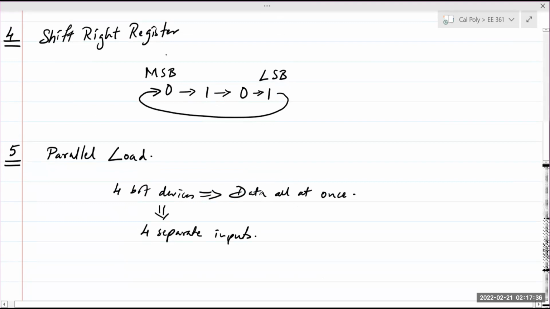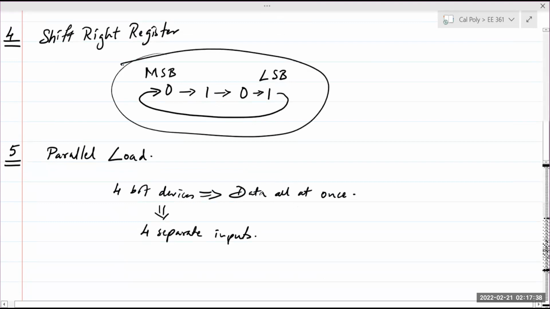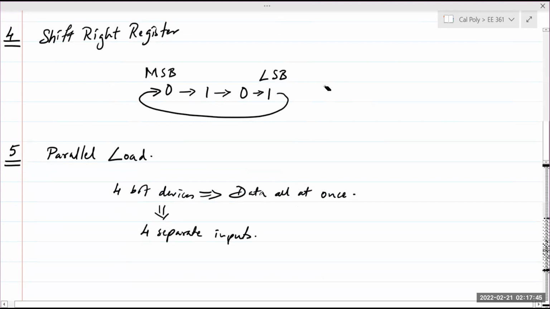Here, for instance, in questions 2, 3, and 4, we had a 4-bit device, but we only had one input. The data is entered serially, not parallel. Parallel would simply mean that, let's say, if we had 0, 1, 0, 1, then all of the data would be entered directly all at once into each bit individually. That is what a parallel load means.